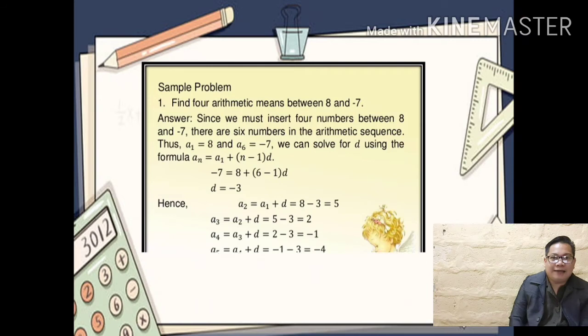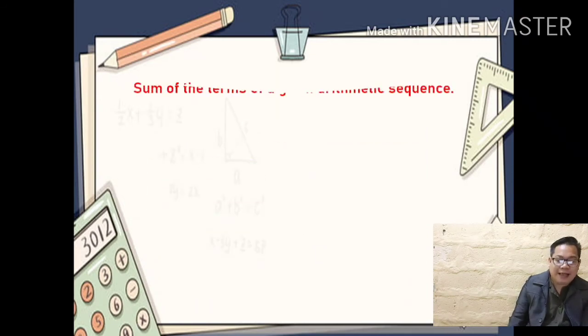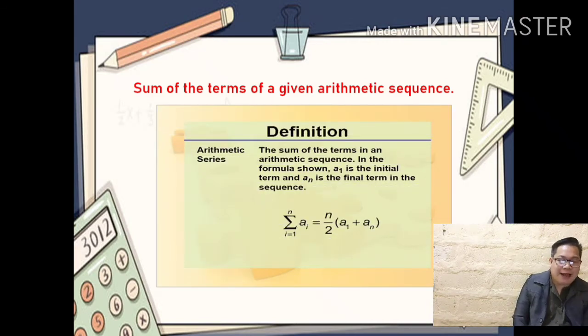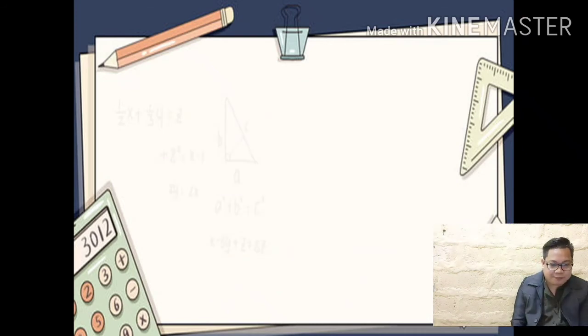Okay. At ang ikatlong lesson naman natin ay sum of the terms of a given arithmetic sequence which is called series. Dalawang part ang kailangan natin dito. Una, summation notation, at ang pangalawa, given na ang arithmetic sequence, hahanapin na lang natin ang series or yung sum of the terms. Unahin muna natin ang summation notation.